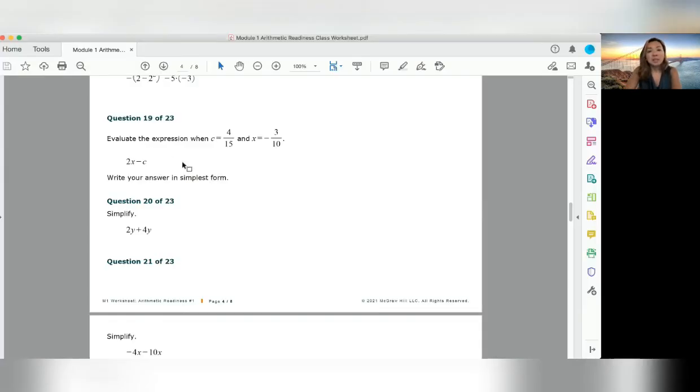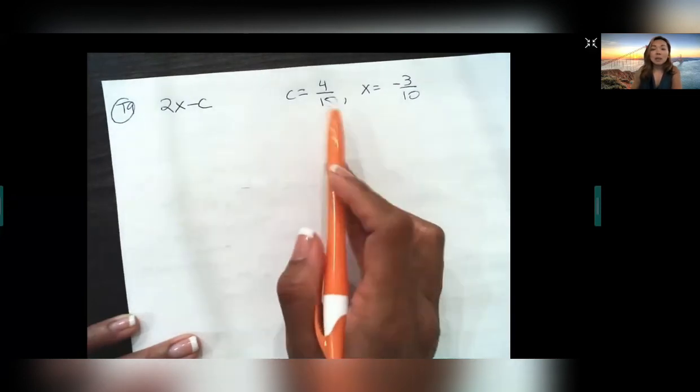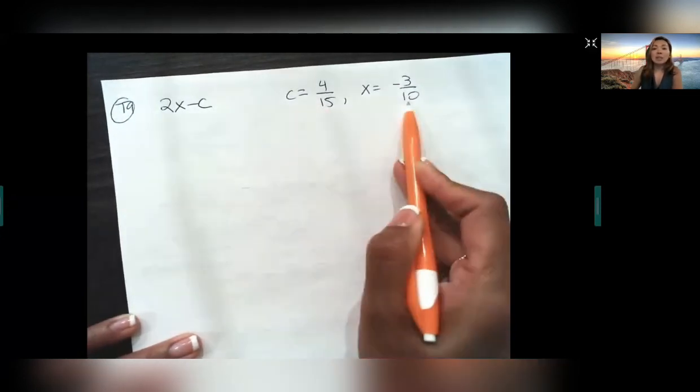Number 19, evaluate the expression when c equals 4 over 15 and x equals negative 3/10 for 2x minus c, and write your answer in simplest form. So here in this problem, when it says evaluate the expression, that means they want to know what we get when we plug in 4/15 for c and we plug in negative 3/10 for x. So all we do is we substitute these values in for these letters. So here I'm going to substitute in 4/15 for c and negative 3/10 for x.